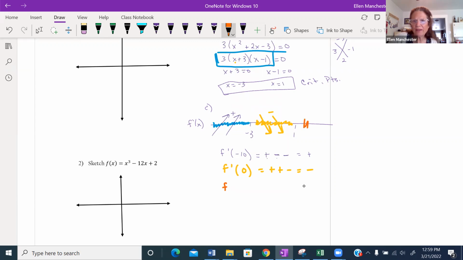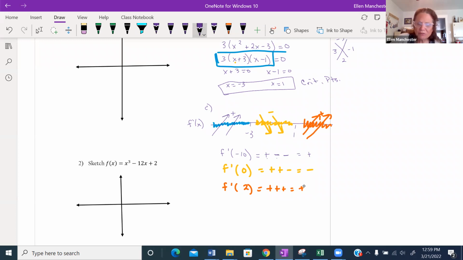So now I'm going to pick a number in this interval. And again, notice I'm using the derivative. So I'll pick 2. I can pick any value I want. So the 3 is positive. 2 plus 3 is positive. 2 minus 1 is positive, so that makes the whole thing positive. So it's going uphill here.